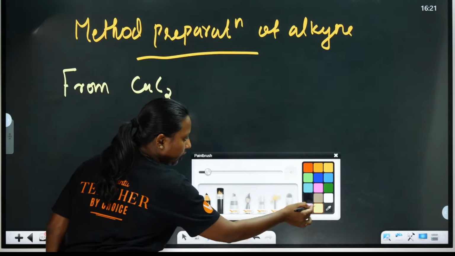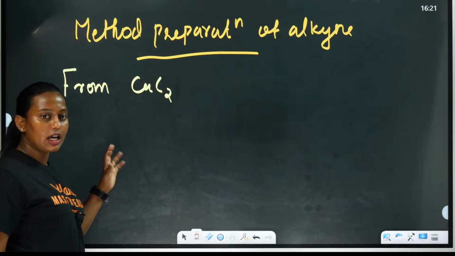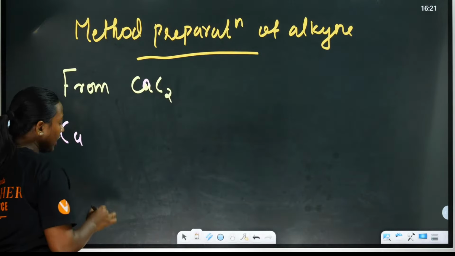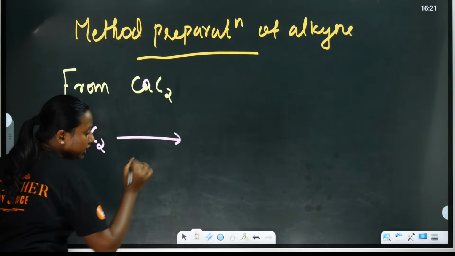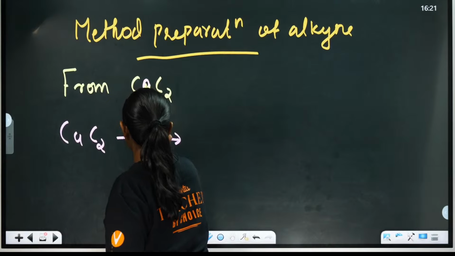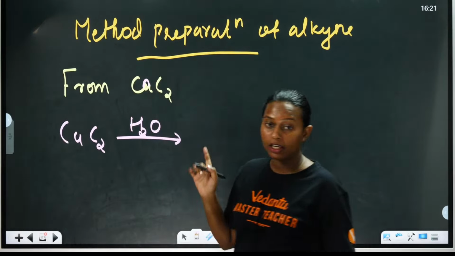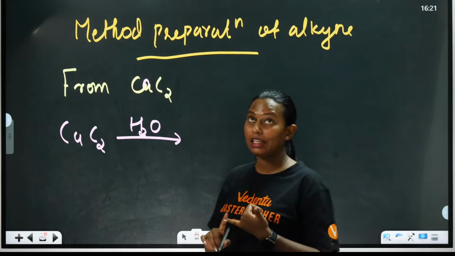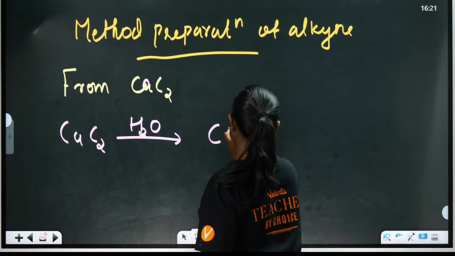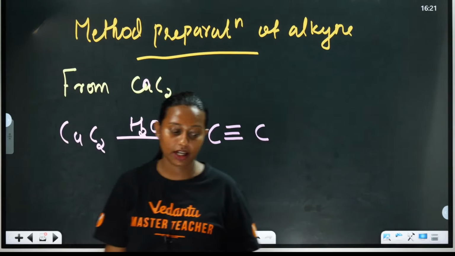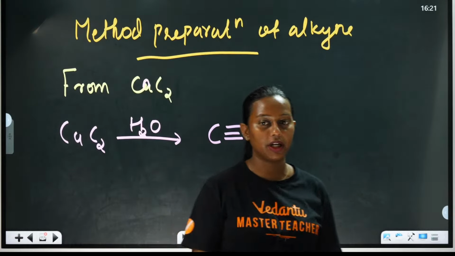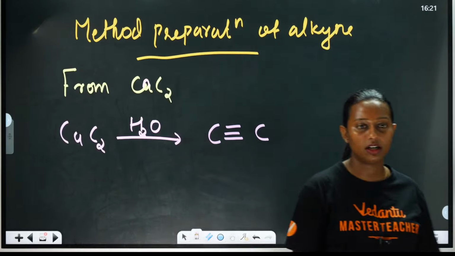So calcium carbide, I am taking Ca, this is Ca. CaC2, when simply treated with water, what do we get? We will get ethyne. And there is a very important point.